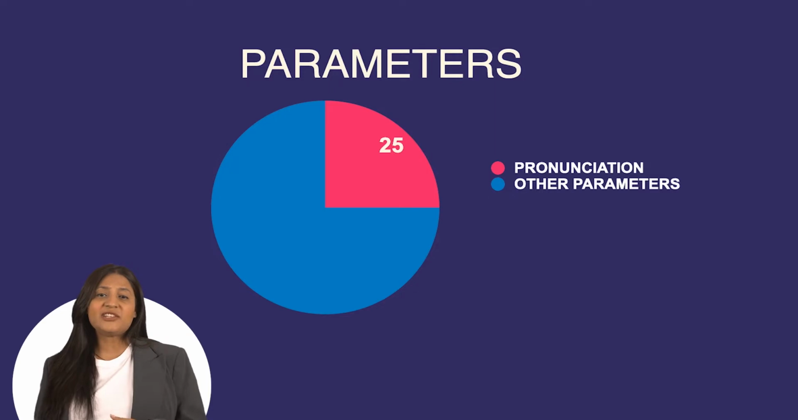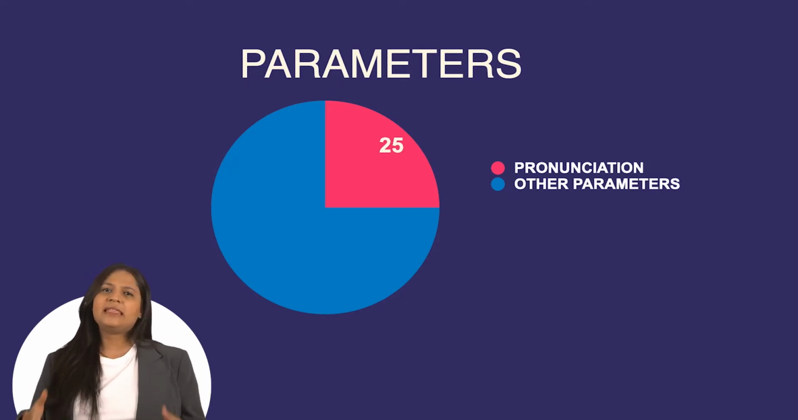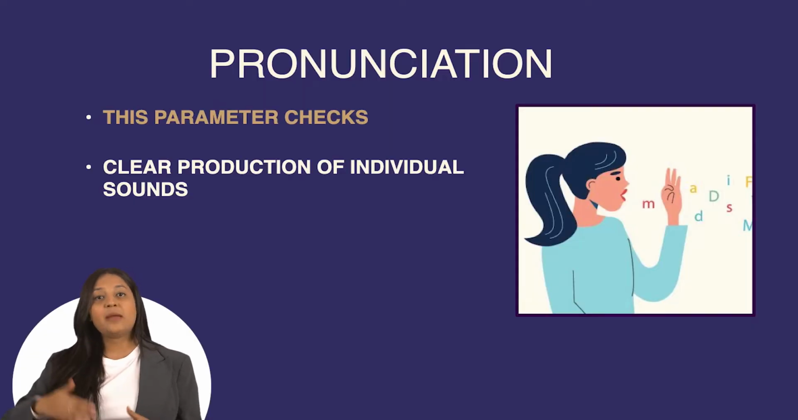All 4 criteria have equal importance and role in deciding the band score for each candidate. In other words, pronunciation carries 25% weightage in the assessment and therefore cannot be neglected. You might think it's just about pronouncing words correctly. Well, that is just a little part of it. This parameter checks way more than that. Let's learn.